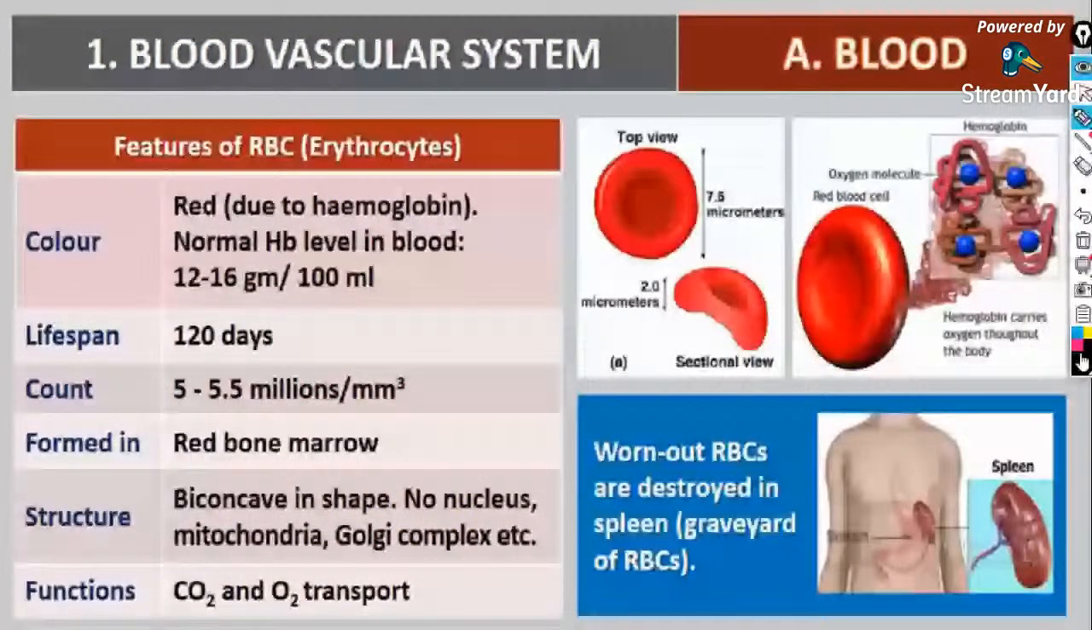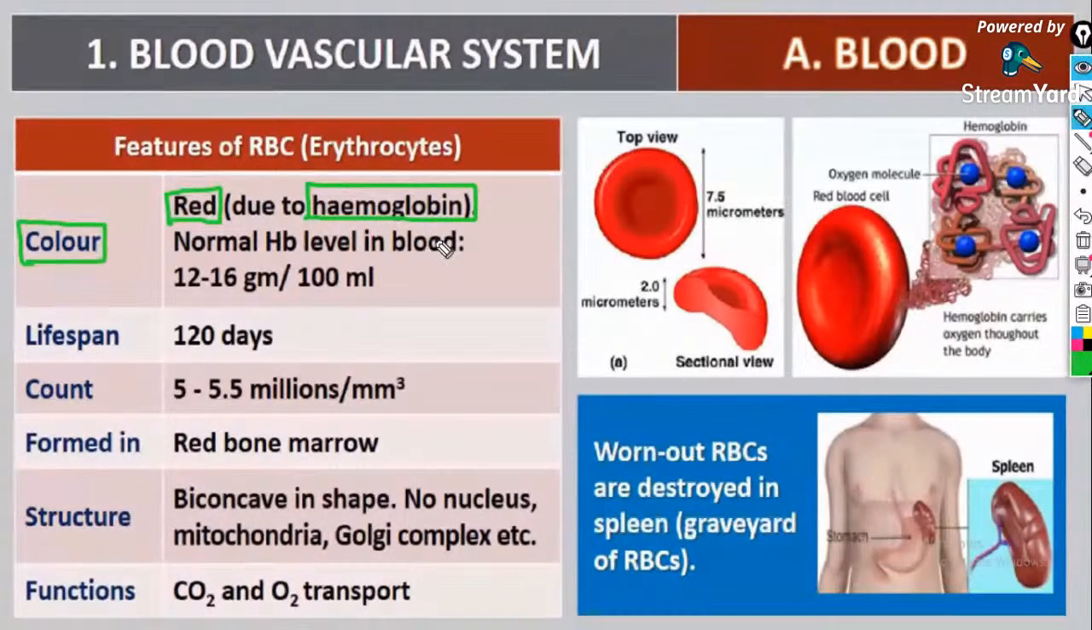So what is the color of RBC? RBC is red in color due to the presence of a pigment called hemoglobin. So what is the main function of hemoglobin? You should not say hemoglobin gives red color to the blood. The main function of hemoglobin is that it acts as an oxygen carrier, or hemoglobin has oxygen binding capacity or oxygen carrying capacity.